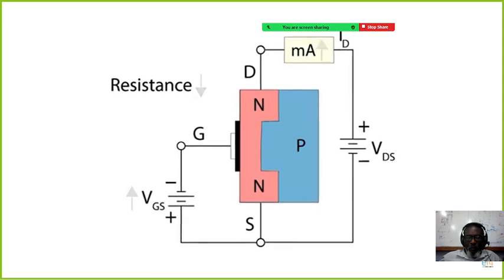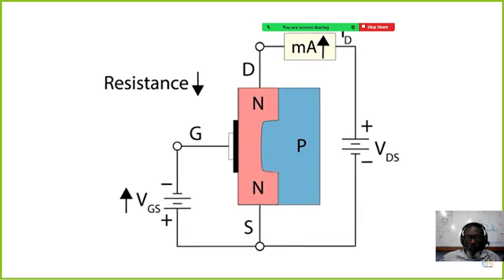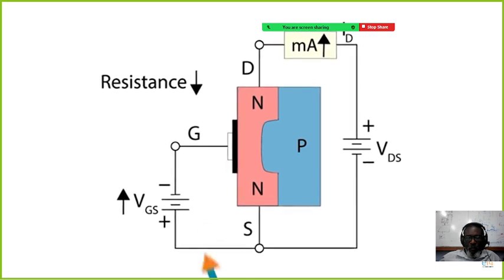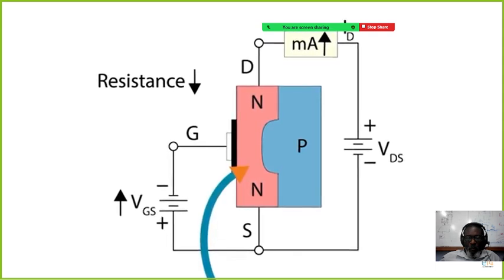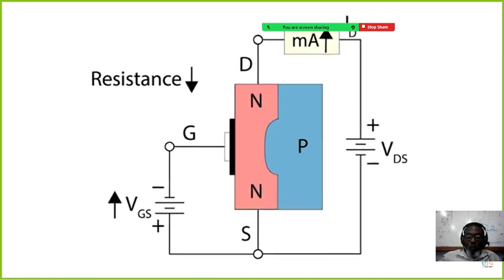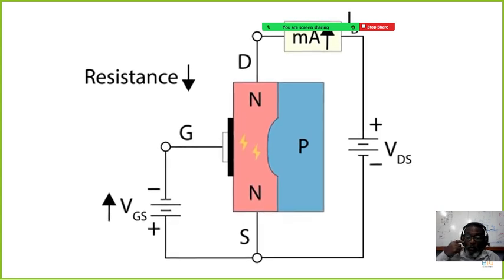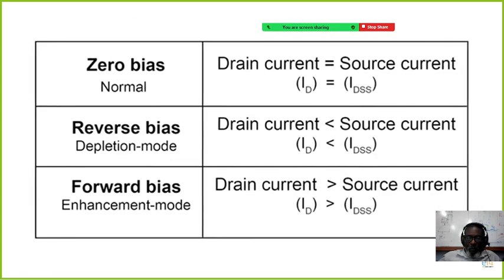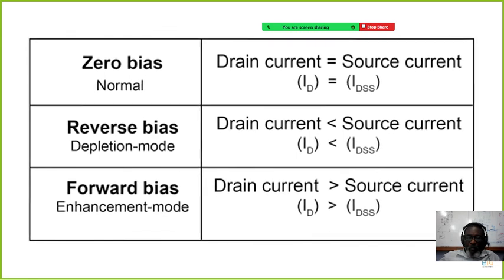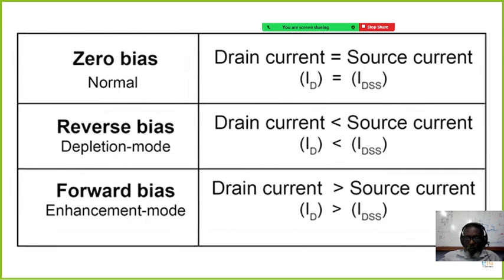Now here's where the DMOSFET is different when it operates in enhancement mode. The gate is connected to a voltage in forward bias. Polarity at the gate draws charge carriers from the substrate towards the channel, effectively widening the channel. The channel grows beyond its default size. This allows more current to flow through the channel than is usually possible. So DMOSFETs can work with zero bias, reverse bias, or forward bias at the gate.